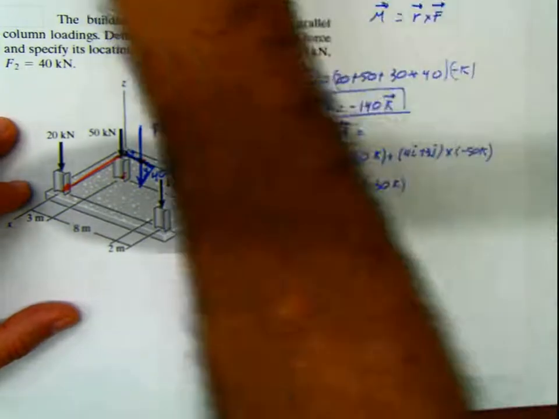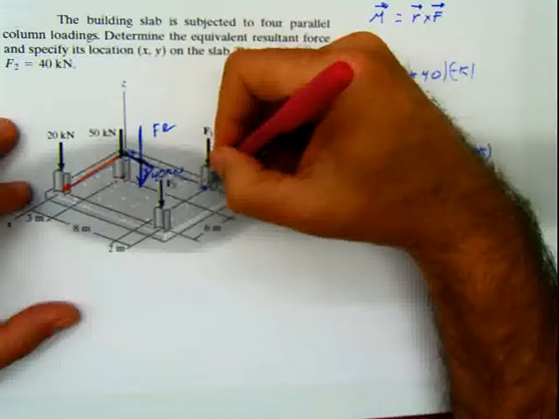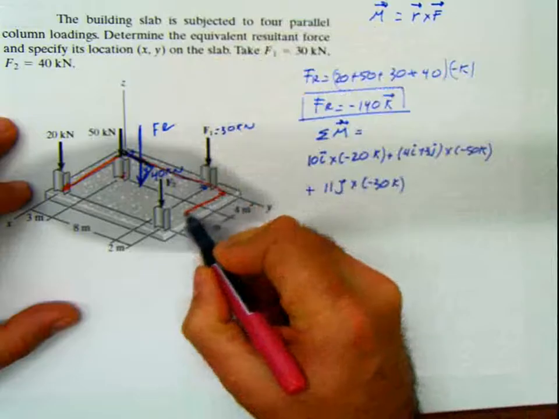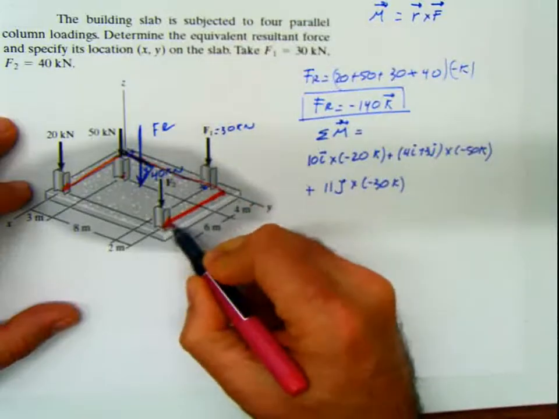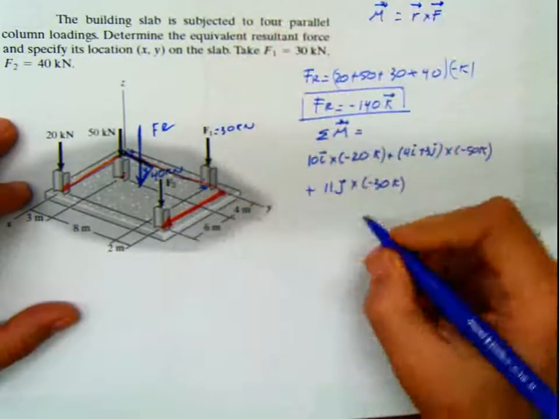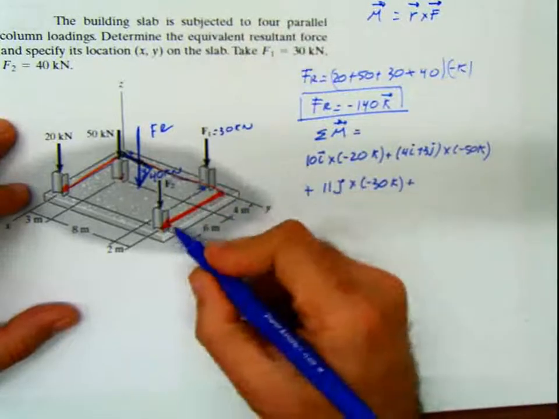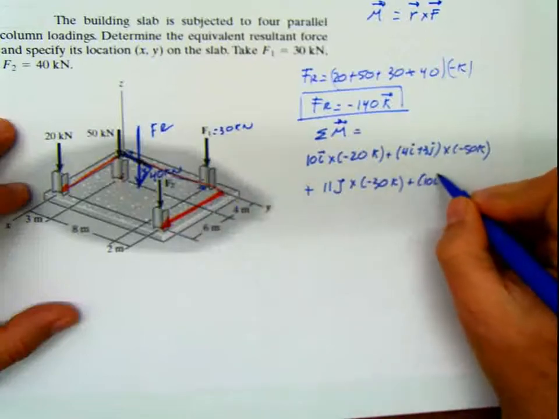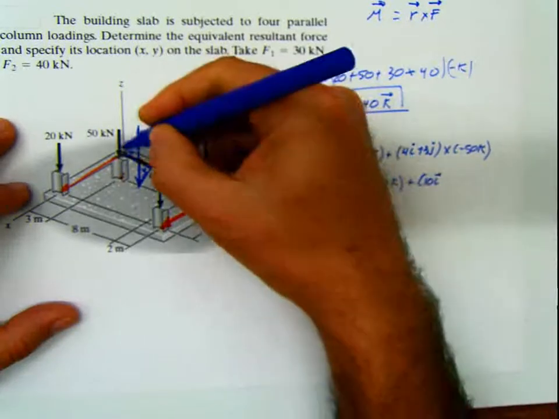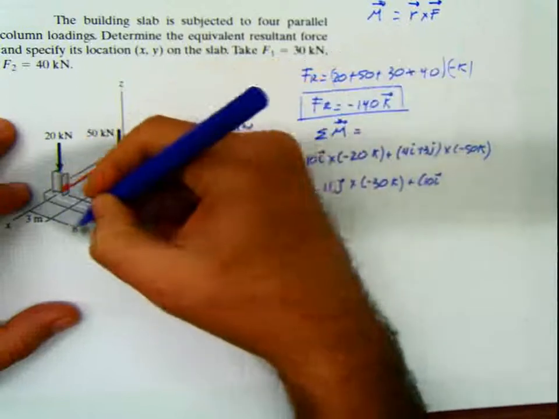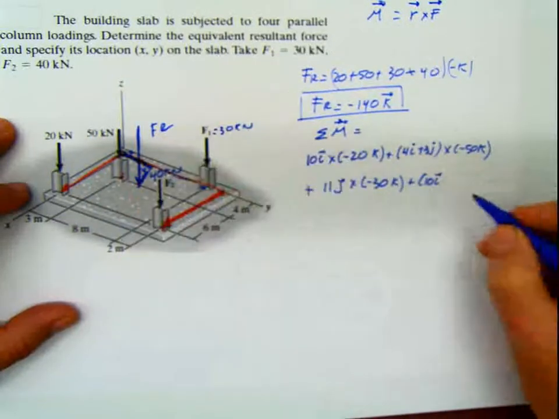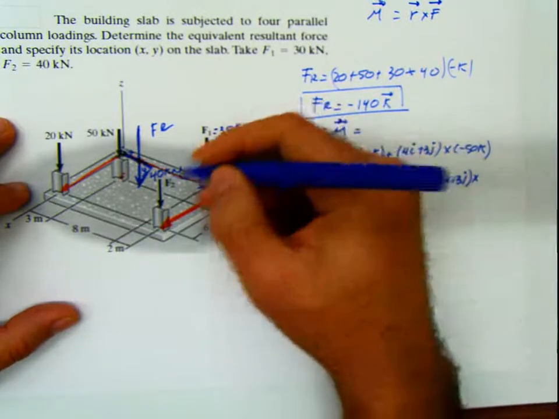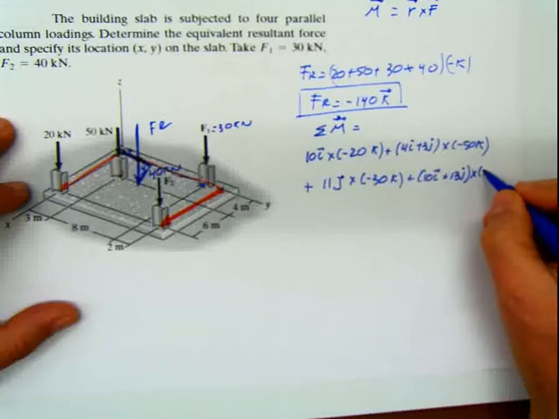And last but not least is this other force, and for this other force it's going to come up to here and then up to here. That means that the R is going to be 10 in the direction of I, and in the direction of J is 3 plus 8 plus 2, that means 13. Cross multiplied by the force, which is negative 40K.